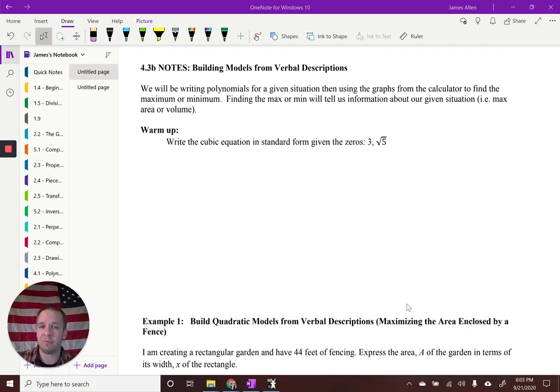So we're going to build some models from verbal descriptions. Written descriptions? I don't know, whatever. Anyways, we're going to do a little bit of review first. So the first one here is write the cubic equation in standard form given these zeros, 3 and root 5.